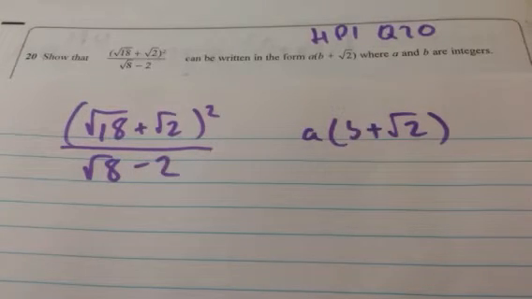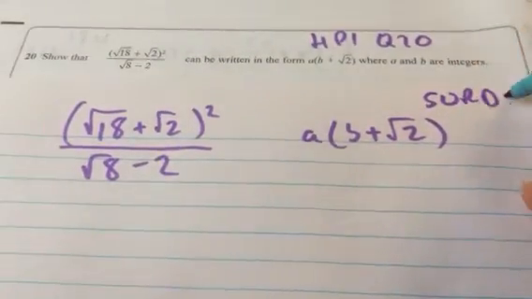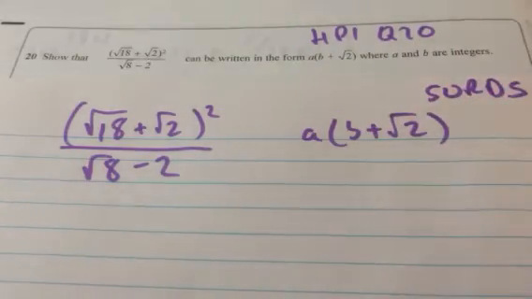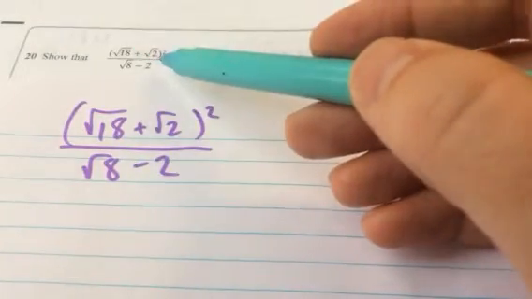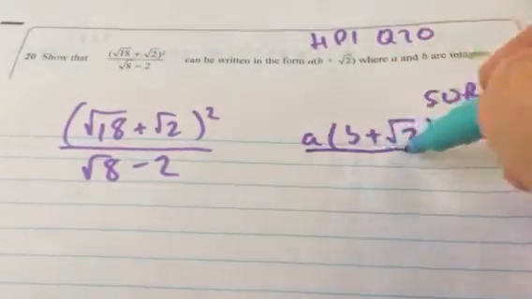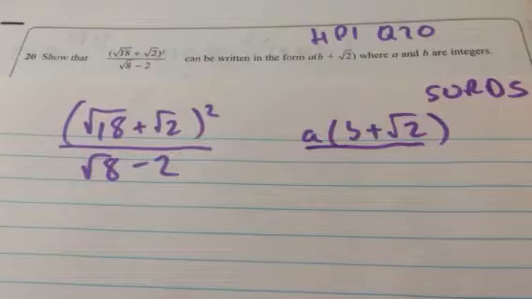We're doing the Higher Paper series, Higher Paper 1, question 20. And we've got some surds that we're dealing with here. We've got to show that this expression can be written in this form: root 18 plus root 2 all squared over root 8 minus 2. We've got to get it into that form there with a and b integers.